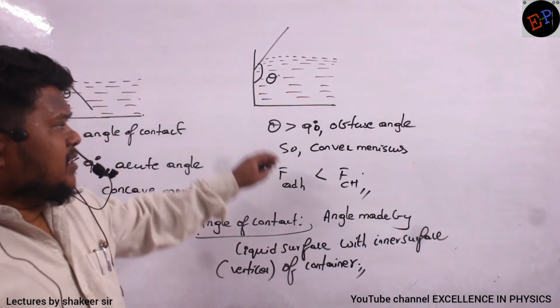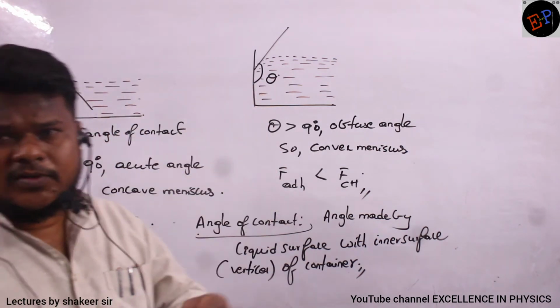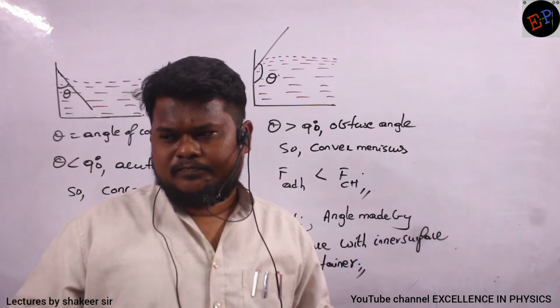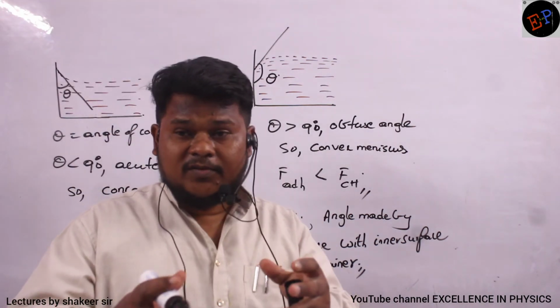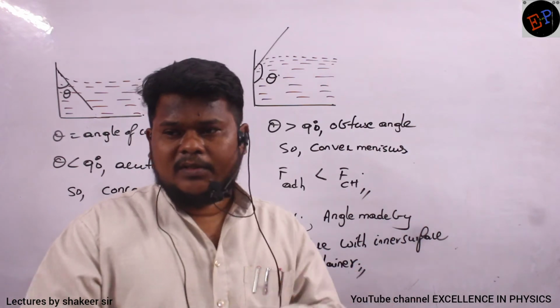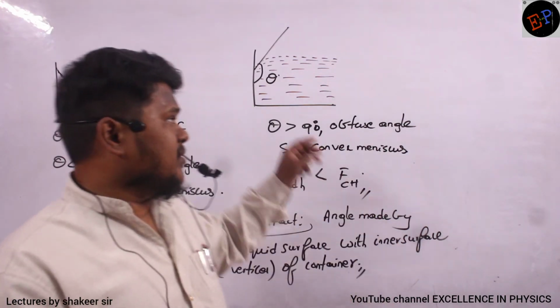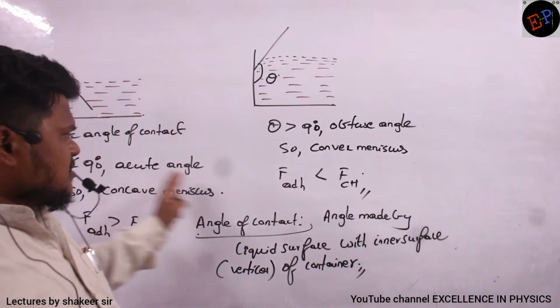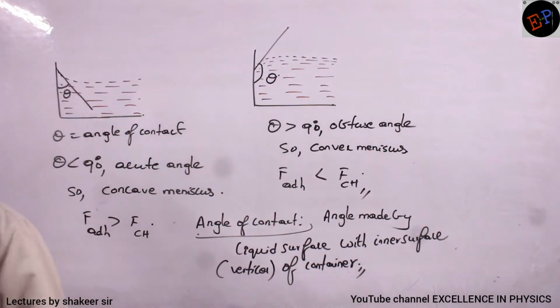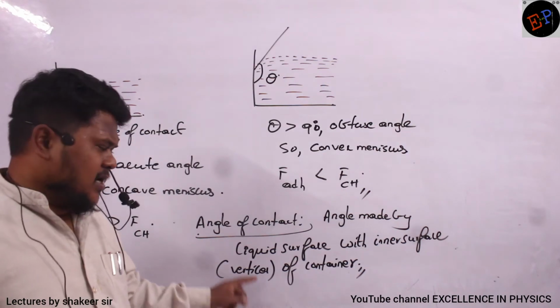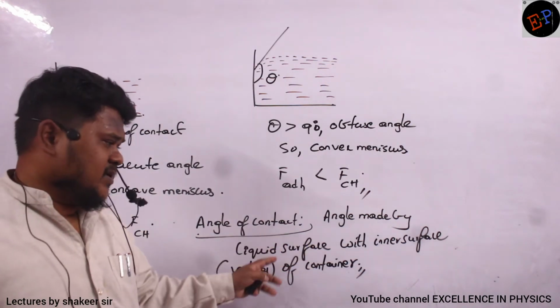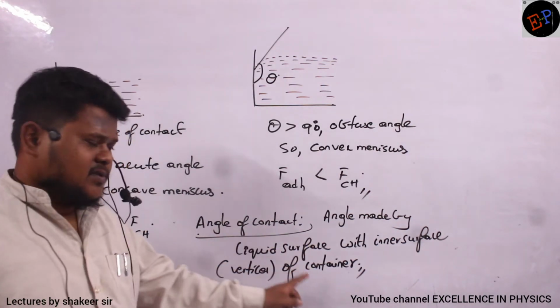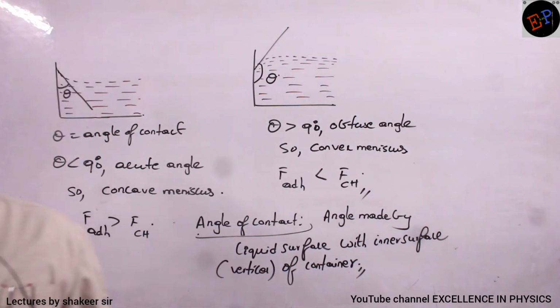See, in between mercury molecules, the force of attraction will be very strong. So that is why cohesive forces are very large when compared to adhesive forces. So that is why mercury will form this type of shape. Understood? This is called angle of contact. Definition, be careful: angle made by the liquid surface with the inner vertical surface of the container. That is called angle of contact.